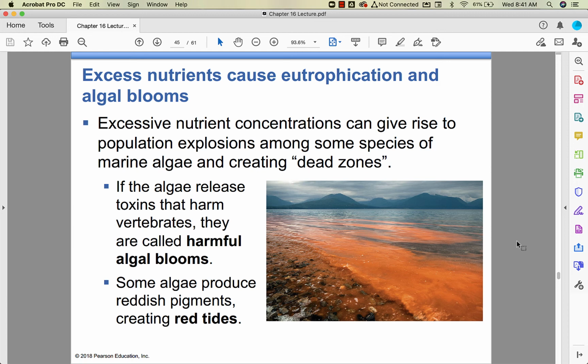And some of them produce a red pigment, okay, and it's called a red tide. This isn't necessarily toxic, but it's just gross, and people don't want to go in the water when it looks like that. But it's harmless.